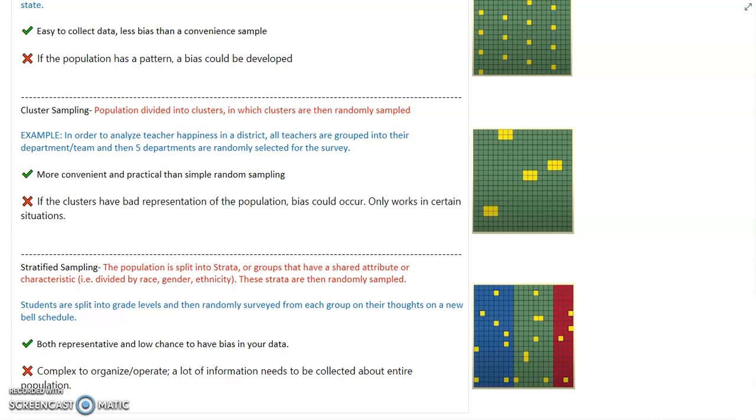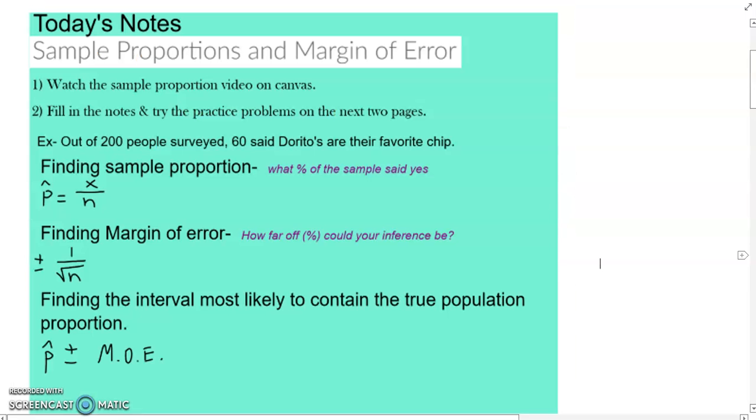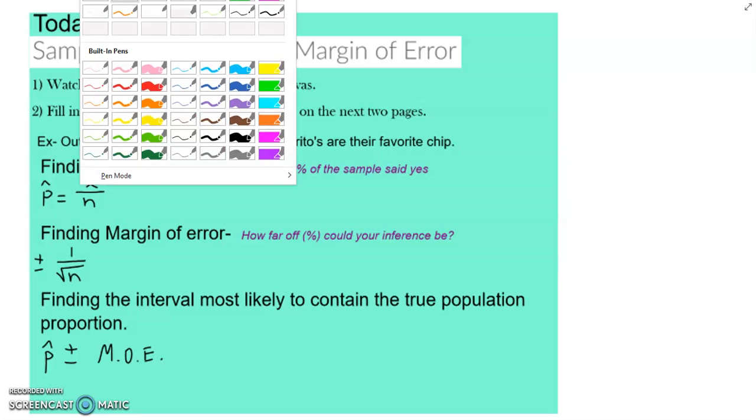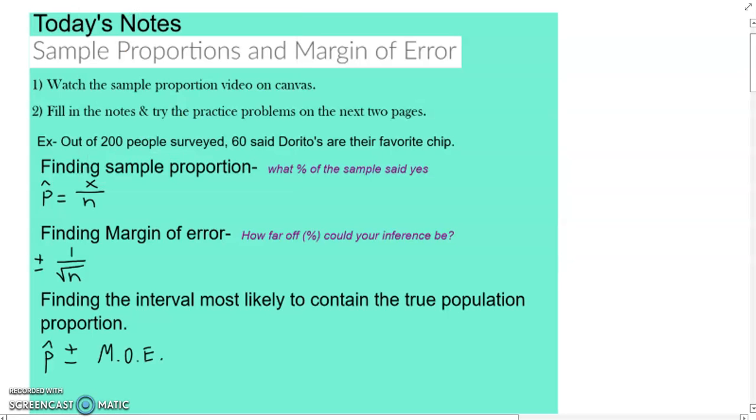So one of the things that we didn't talk about in terms of the style of sampling is how many should you sample? Because the two biggest ideas when you're trying to make a sample are how are you going to sample and how many are you going to sample? So yesterday's lesson talked a lot about that. And in this video, we are going to move our direction to how many you should sample. And the way that we're going to look at that is we're going to talk about sample proportion and margin of error.